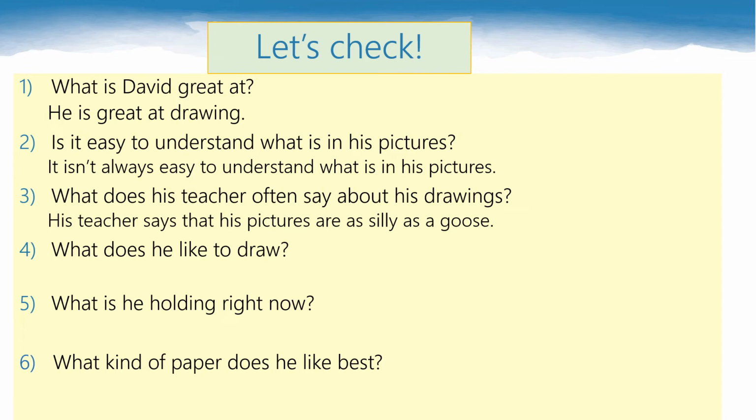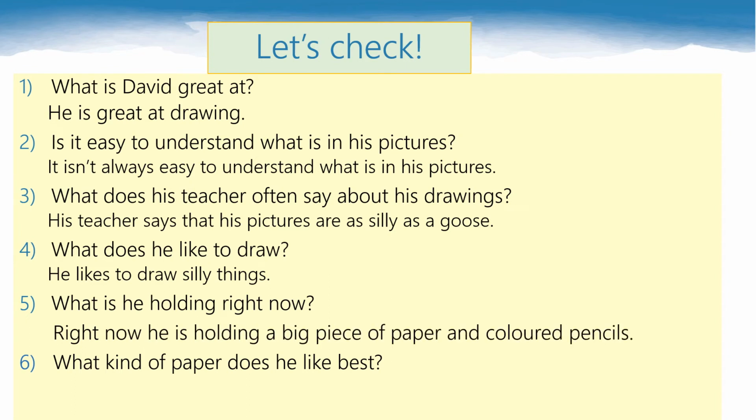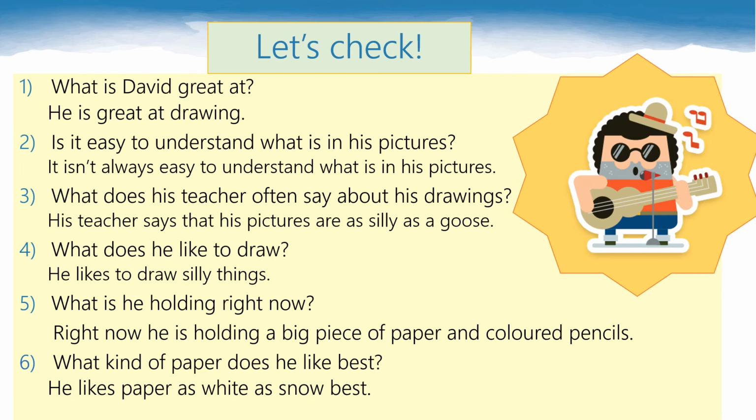Number 4. What does he like to draw? He likes to draw silly things. What is he holding right now? Right now he's holding a big piece of paper and colored pencils. Number 6. What kind of paper does he like best? He likes paper as white as snow best. If this is what you have in your notebooks, or if you have only a few mistakes, great job!